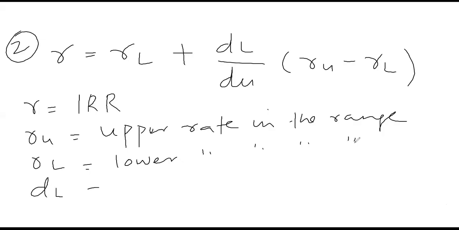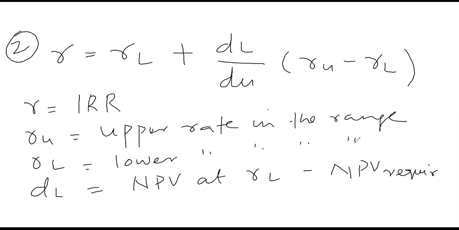DL is the difference between NPV at lower rate minus NPV required. What is the required NPV for IRR? For IRR, what should be the NPV? 0. So this second component in your DL is always 0. But you will see most of the books will give it. So it is in fact just the NPV at lower rate.